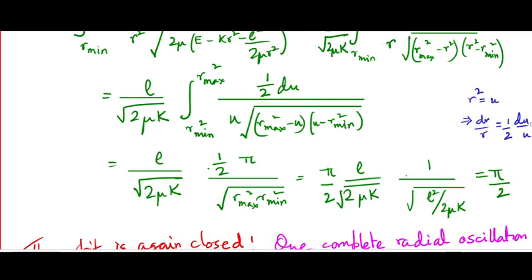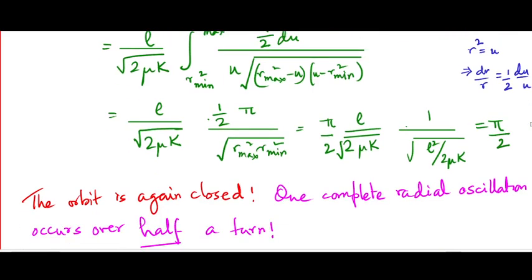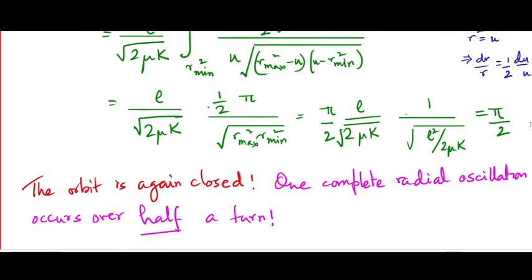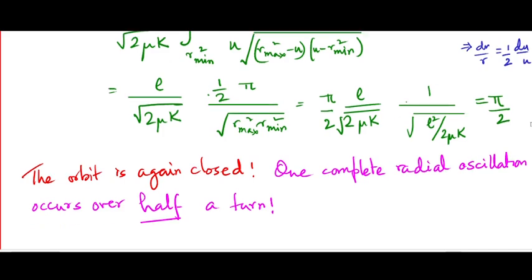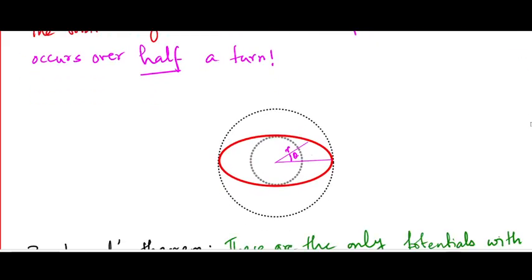So this time the apsidal angle is pi by 2, 1/4 of a circle, and once again the orbit is closed. But one complete radial oscillation from r min to r max and back to r min would change theta by twice this angle, by pi. That means this occurs over half a turn. By the time theta turns over a complete 2 pi range, radius goes from r max to r min back to r max twice. And this is exactly what we get from the orbit.